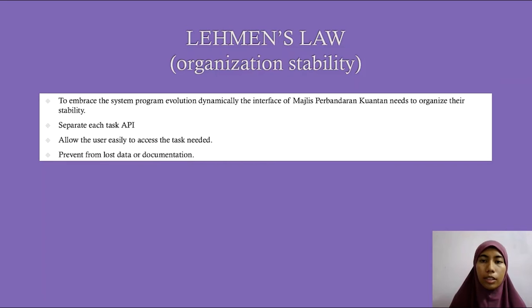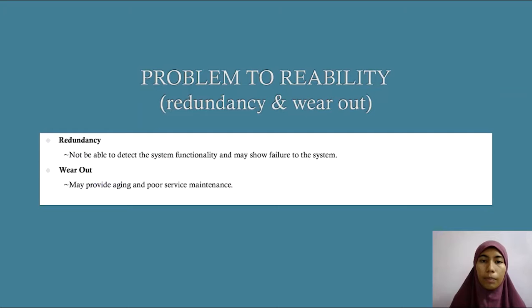Humans love organization stability. To embrace the system program evaluation directly, the interface of Majlis Perbandaran Kuantan needs to organize the stability, separate each task API, allow the user to easily access the task needed, and prevent loss of data or documentation. Part 4. Problem to reliability, redundancy and wear out.